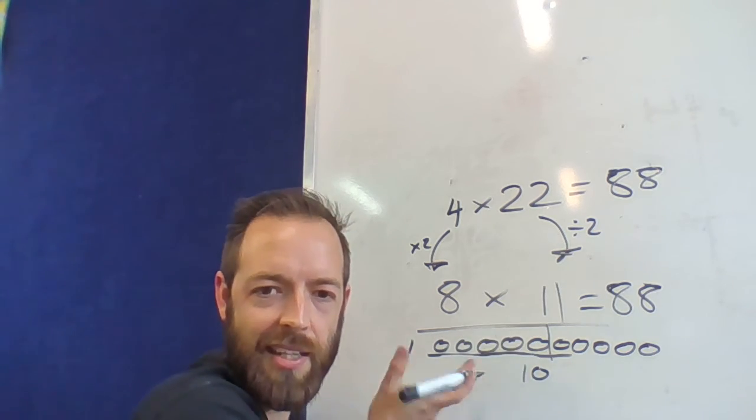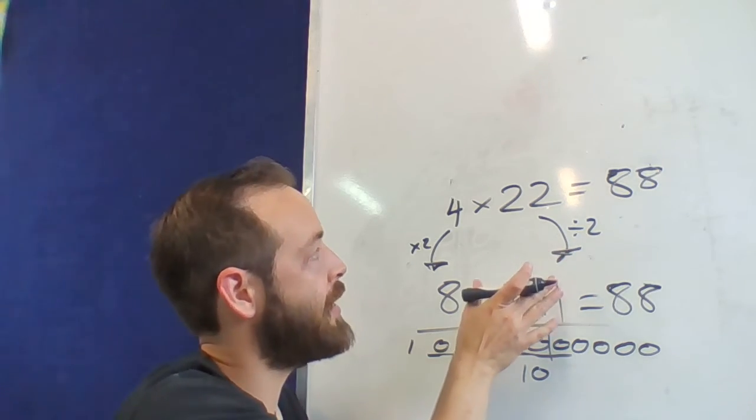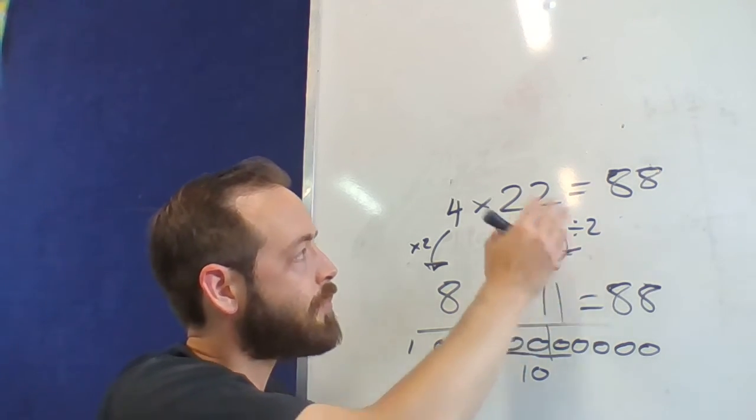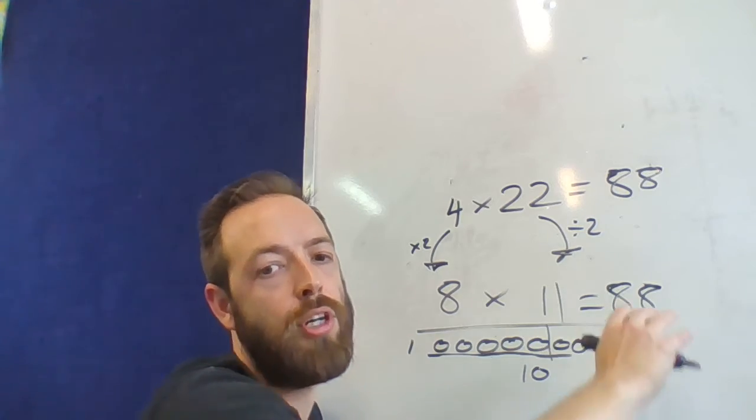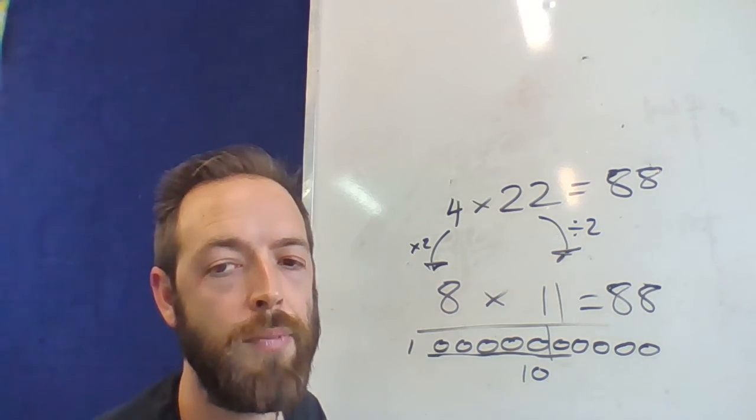The idea is you're sort of cutting it, moving it around. In this case, it would be that I took that row of 22, cut it off, and moved those 22 around, so that instead I had 8 lots of 11.